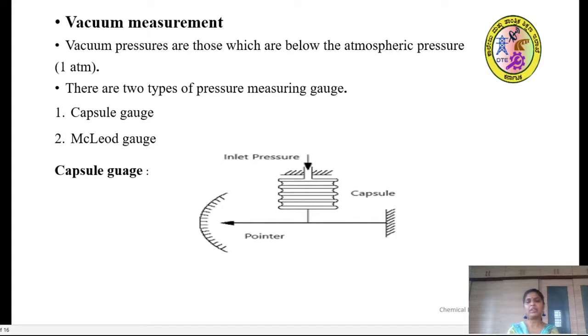So welded together at their periphery. Welded together on both sides. That forms a capsule. So what is a capsule exactly? The capsule is nothing but these corrugated diaphragms. What is it? The corrugated diaphragm.